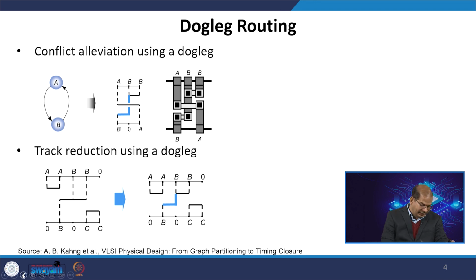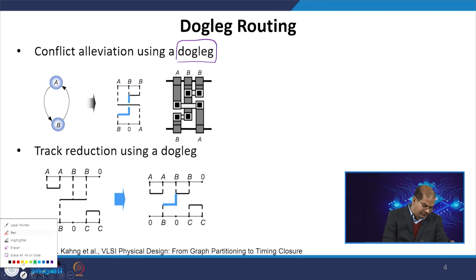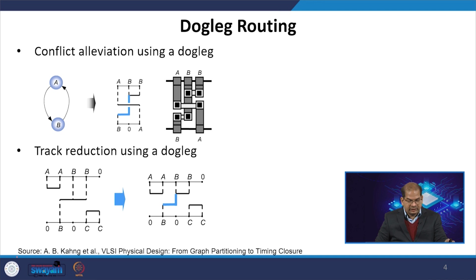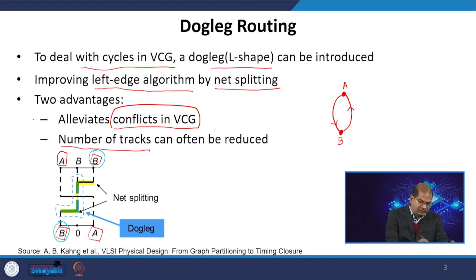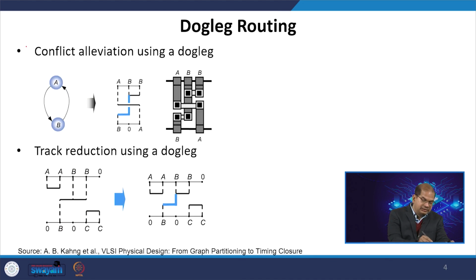Here this cycle is created, and if I do the routing without the dogleg concept, there are two things in this slide. I will erase this first. There are two concepts here. One is that it removes the conflicts, which is the first advantage, and we will discuss how it removes the conflicts. The second is how it reduces the number of tracks. The first one is removing the conflict. It can remove the conflict using the dogleg approach.